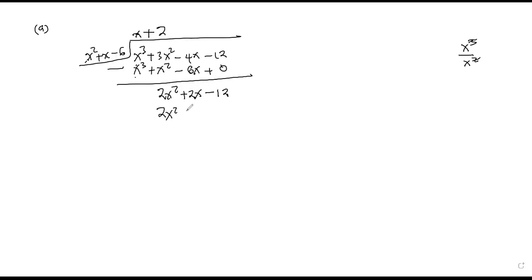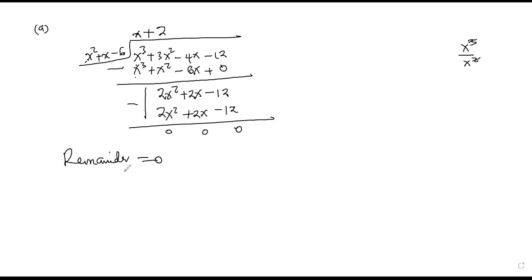2 times x, that is plus 2x. 2 times negative 6, that is going to be minus 12. When you subtract this, you get a 0 here, a 0 here, a 0 here. Meaning that the remainder is 0. And the quotient is x plus 2.